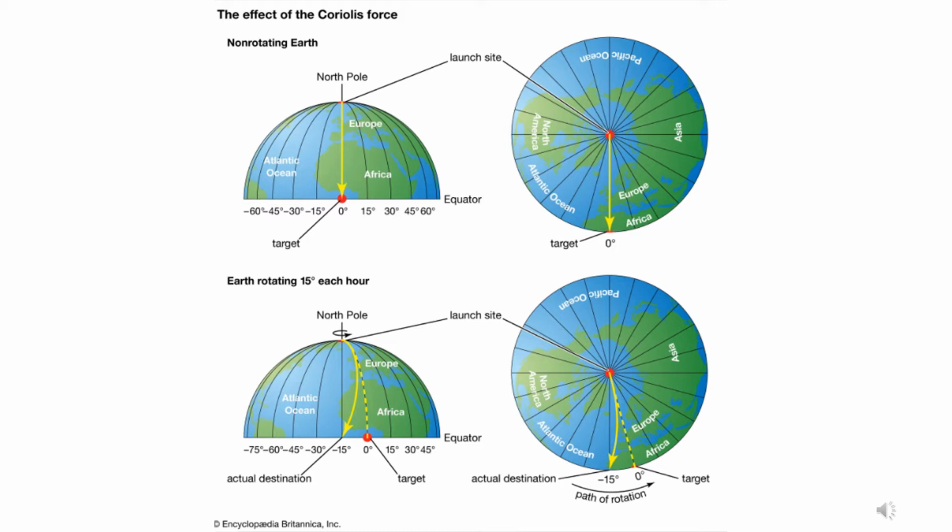Here you can see the effect of the Coriolis force. In the non-rotating Earth, the North Pole is on the above side. You can see the launch site is on the above side. The target is at a 0 degree angle.